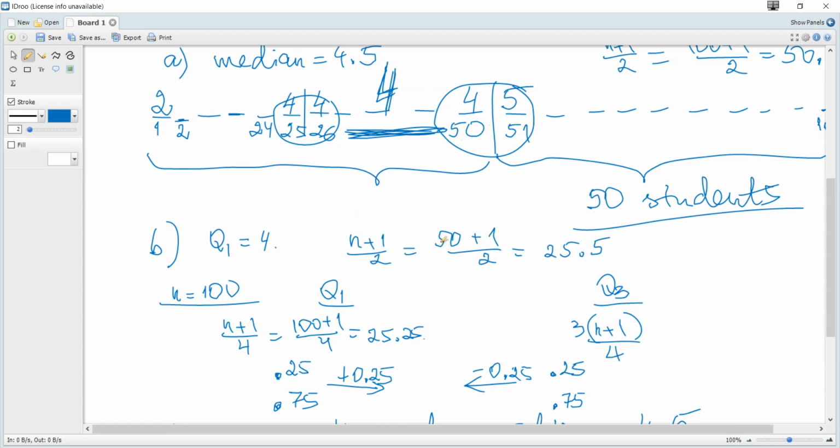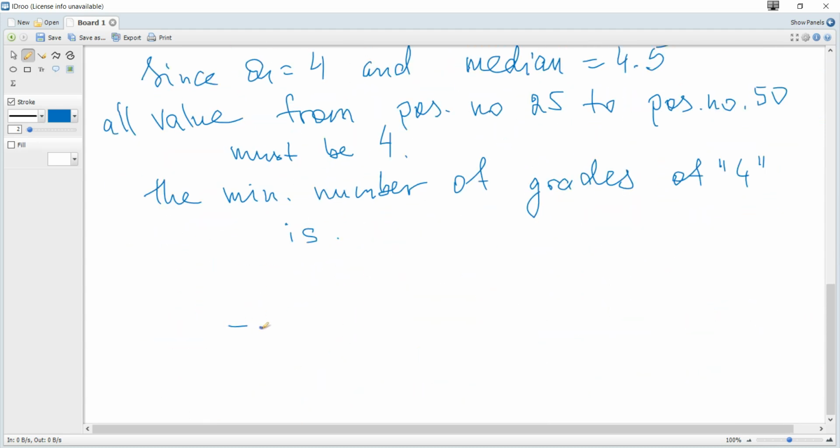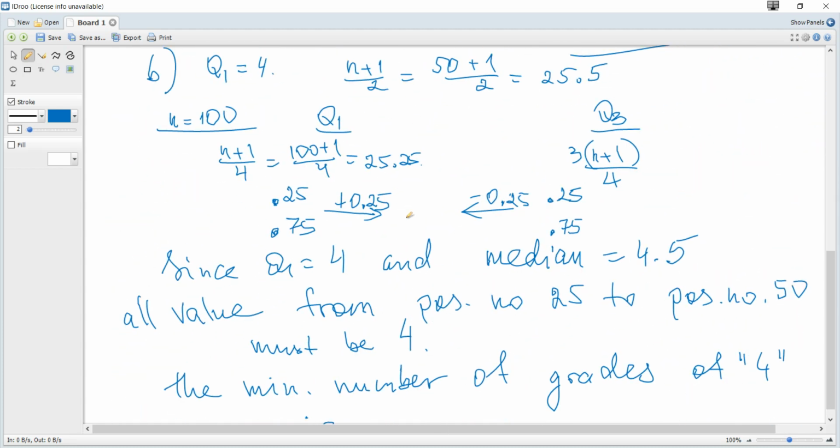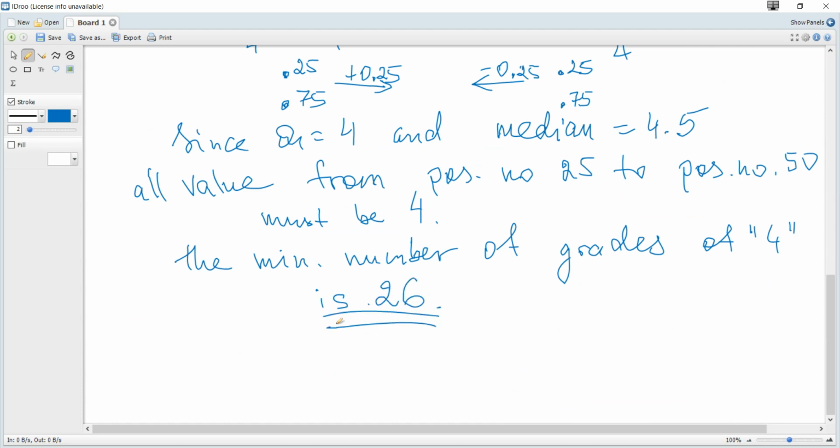If it's difficult to deduce, you may consider for example 3 values at positions 25, 26, 27. If you compute 27 minus 25, you get 2, but there are 3 values, so you need to subtract and add 1. So it becomes 50 minus 25 plus 1, which is 26. So the minimum number of values of 4 is 26.